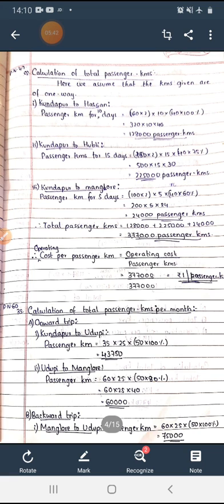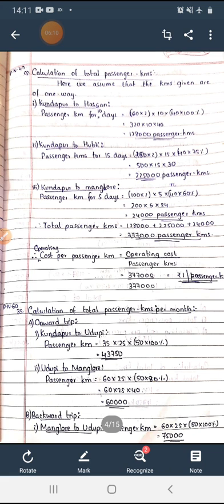First 10 days, into 10, into capacity of the bus, 40, into capacity full, 100%. So 160 into 2 is the kilometers, into 10 days, and 40 into 100%, that is 1,28,000 passenger kilometers.